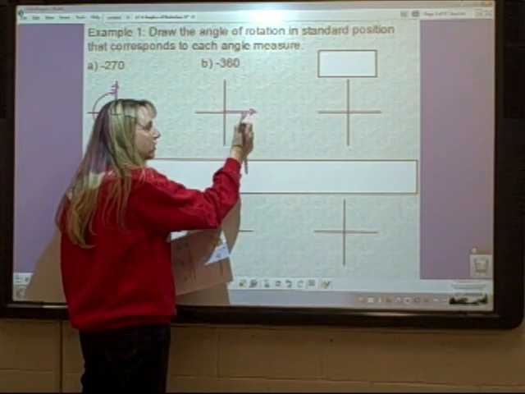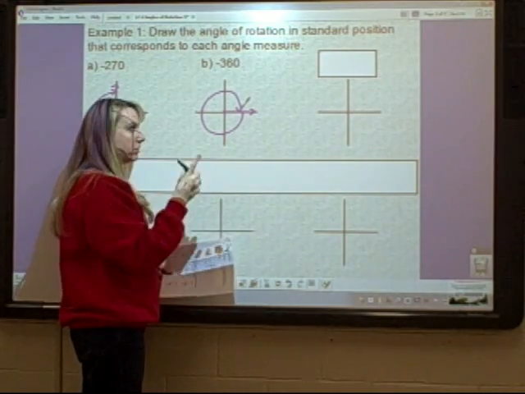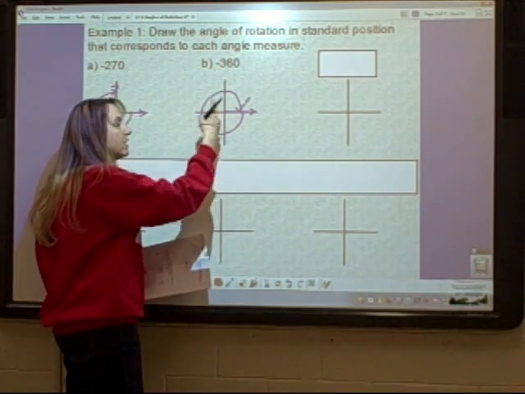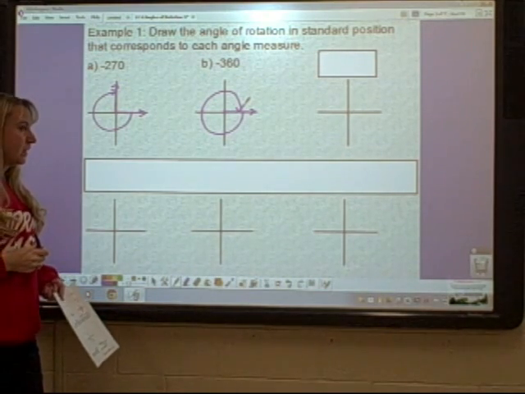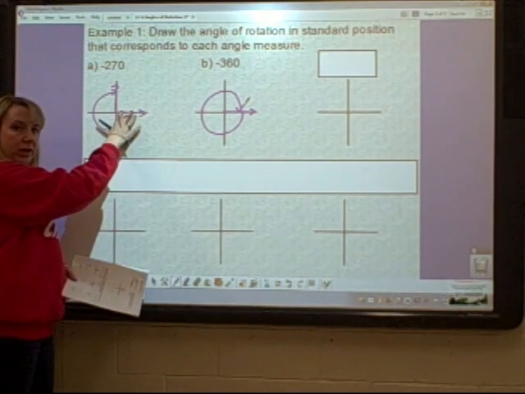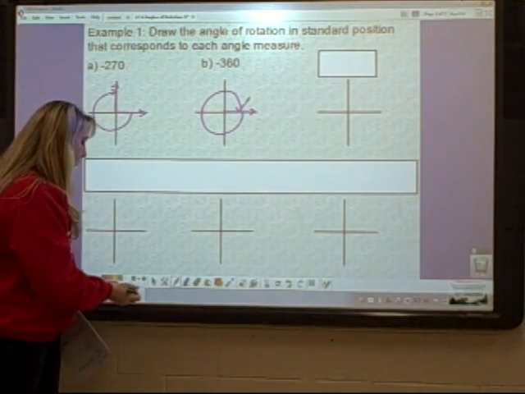So now I'm going to go clockwise with that and use an arrow to show where I started or stopped and which direction I went. That represents the negative 360 degrees. So you need your rays for your angles and you need your rotation marks to show exactly which direction you went.